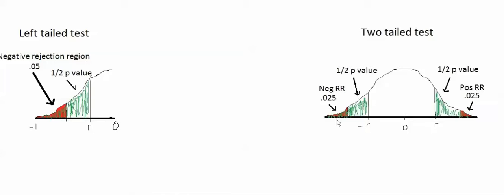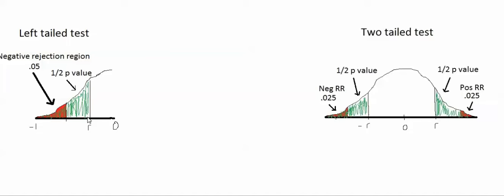So the size of this red area plus the size of this red area equals the size of this red area in the left tail test. The entire 0.05 area is at the left end of the curve. And when you move the total rejection region to the left end of the curve, it actually becomes easier to reject the null hypothesis.